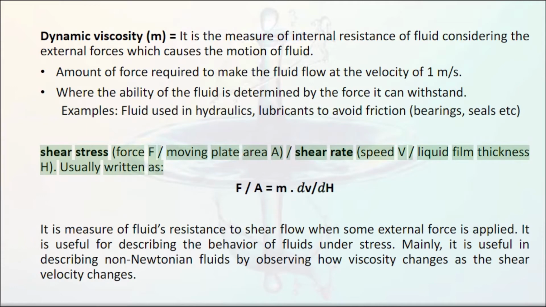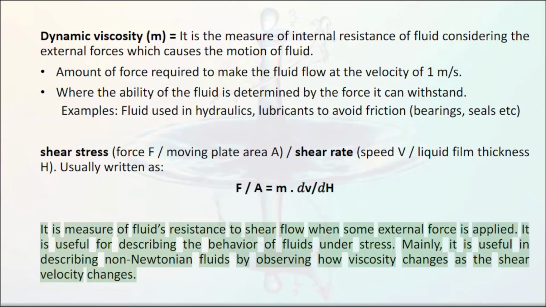Shear stress, force F over moving plate area A, shear rate, speed V over liquid film thickness H, usually written as F/A equals mu V/H. It is a measure of fluid's resistance to shear flow when some external force is applied. It is useful for describing the behavior of fluids under stress. Mainly, it is useful in describing non-Newtonian fluids by observing how viscosity changes as the shear velocity changes.